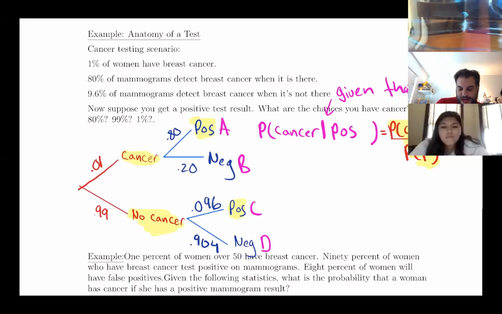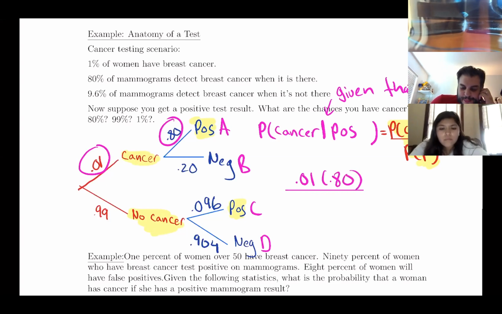So that means for the top, we'll put A, which is 0.01, and you multiply by 0.80. Everybody good? 0.01 times 0.80? All right.